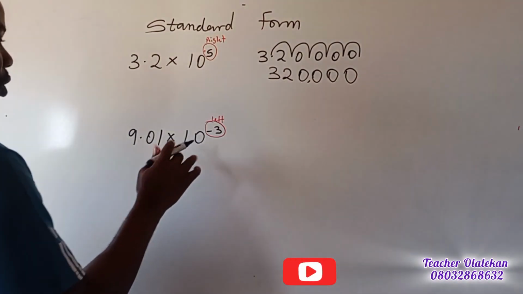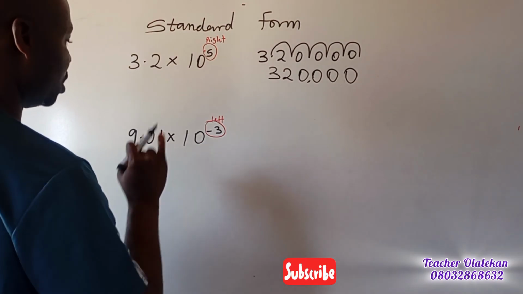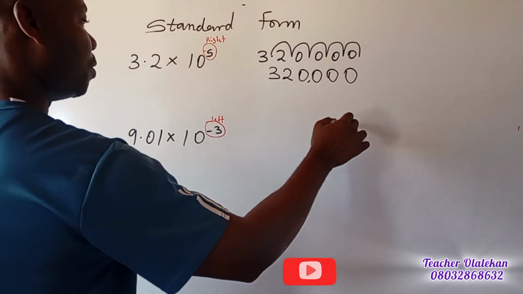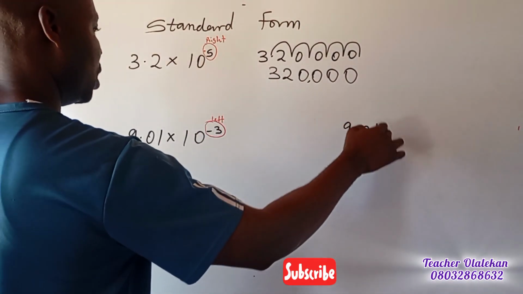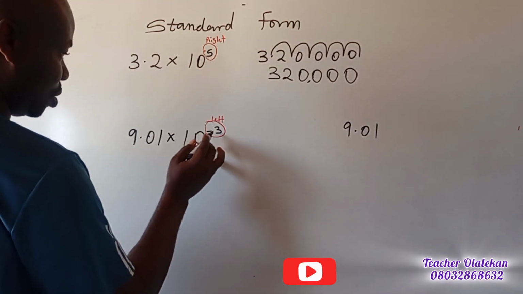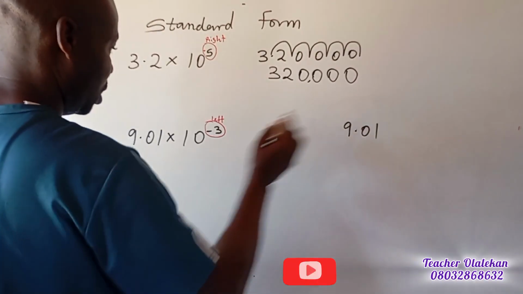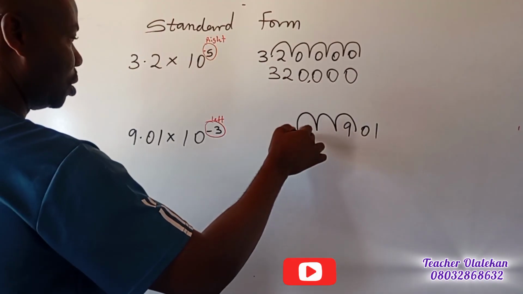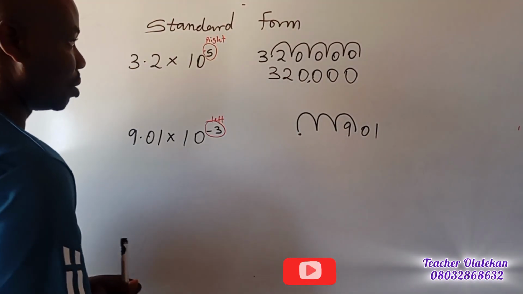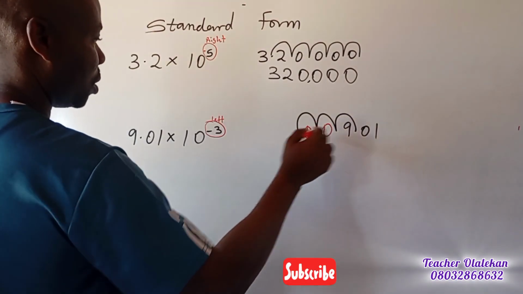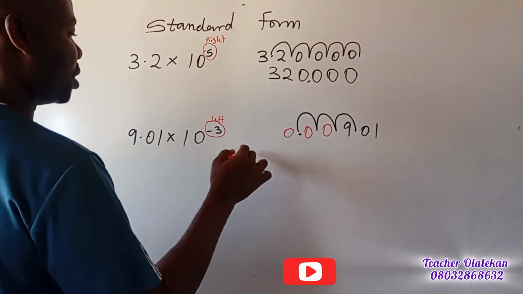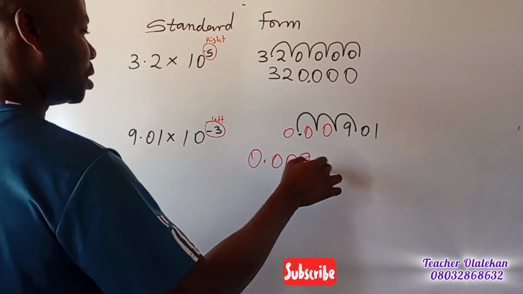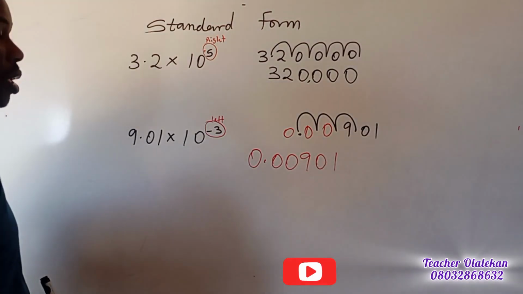And for this one, let's do the working. Do not forget it's -3, meaning it's going to move to the left. So we have our 9.01, and it will move to the left according to the number of the exponent, which is 3: 1, 2, 3. So you fill the empty places with 0, 0, and of course 0 here. So the answer for this is going to be 0.00901.